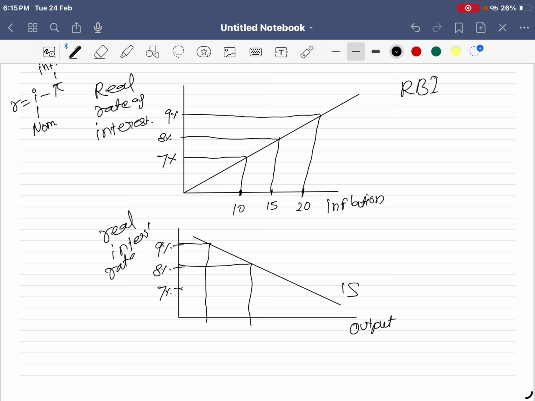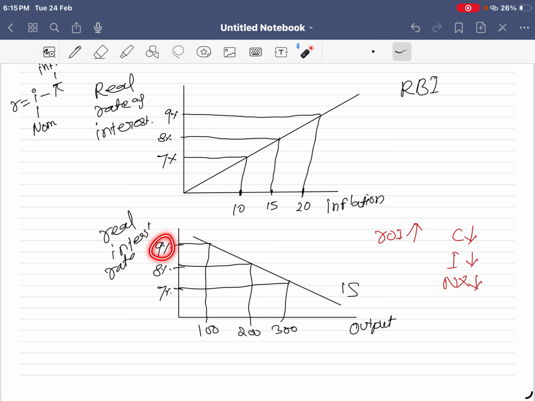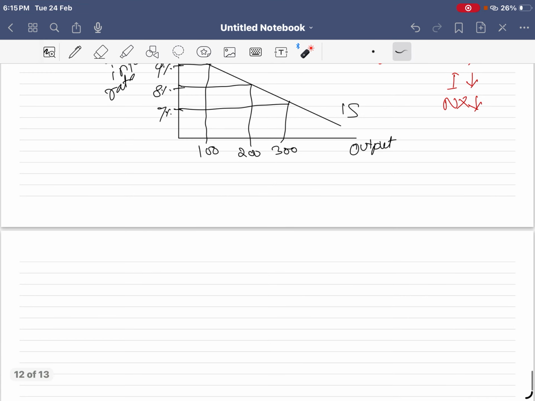Now this is a fact that as the rate of interest is high, the overall output in the economy will be lower, because consumption will reduce, investment will reduce, and even net exports will reduce. So see here, when the rate of interest is high, your output is low, but as the rate of interest is reducing to 7%, your output is increasing to 300. Now the same relation goes for the aggregate demand as well, where we again have this negative relation.